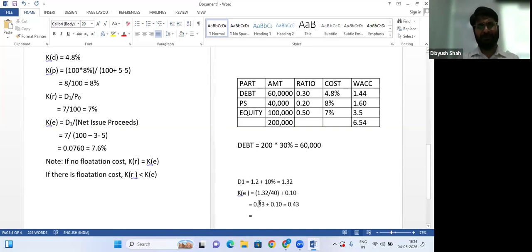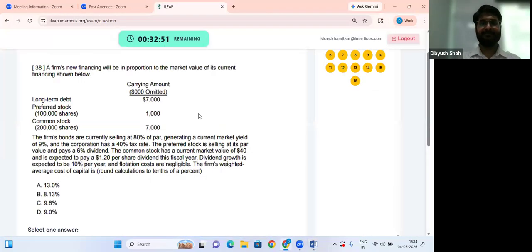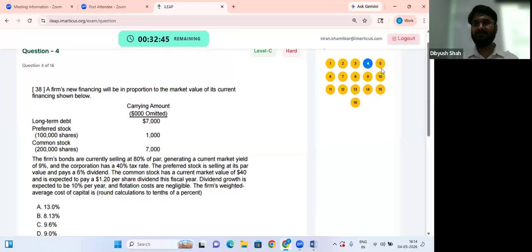Ma'am, are you sure it should have been 0.03? 133. I was also thinking how it can come 13.3%. Now you will be able to solve. Clear? They are asking again, what is the weighted average? Homework.